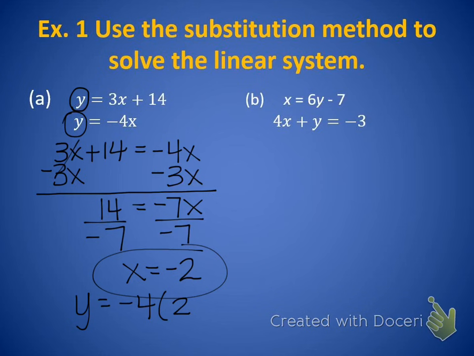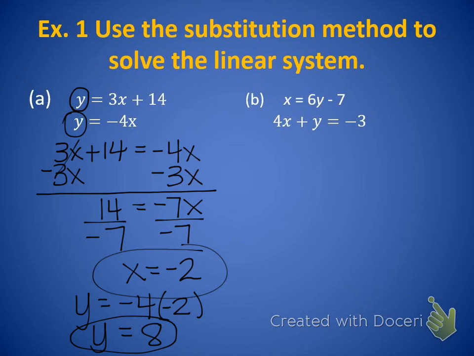If I plug negative 2 into that second equation, that y equals negative 4x equation, I can quickly find that y equals positive 8, because negative 4 times negative 2 is 8. Now, if you chose the first equation and you plugged negative 2 in, 3 times negative 2 is negative 6, plus 14 is also positive 8.